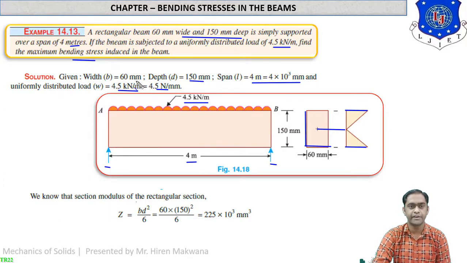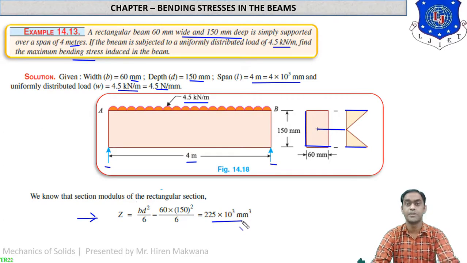Depth and width are already in mm, so we are doing the numerical in mm only. First of all, as usual, our section modulus for the rectangular section is BD square by 6. B means 60, D means 150. So the answer will be 225 into 10 raised to 3 mm cube. So here it is, the section modulus for this beam. Now what again? We have to find the bending moment and then apply the equation sigma equal to M by Z.